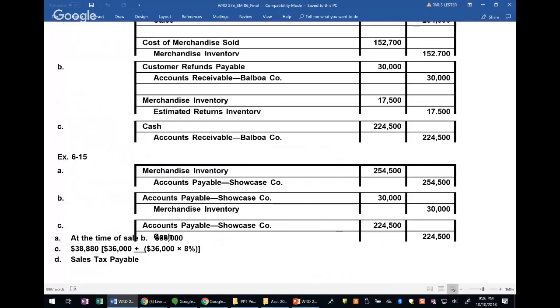Okay, now I want you to work on 19. If you get it finished, go to 20. Practice 19 and 20.